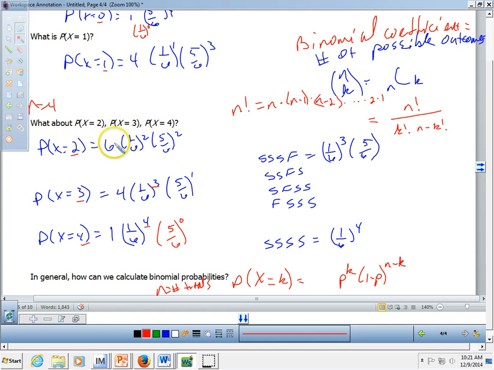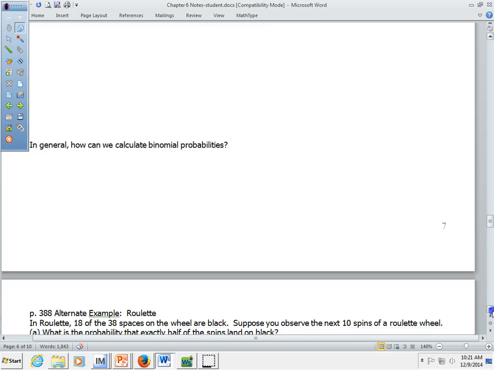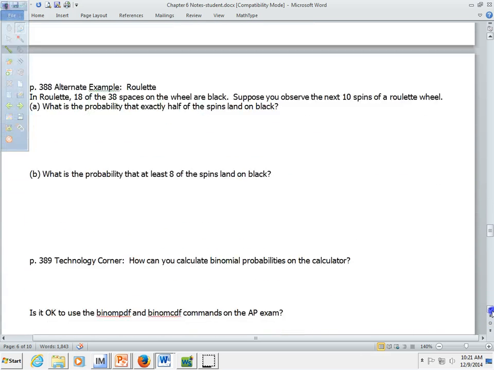I knew there were 6 combinations here, right? Because I did 4 choose 2. And I'll show you how that works on the next page. Okay? Don't worry a whole lot about it. We're going to use our calculator to do a lot of this stuff. All right, let's go take a look at the next page and start trying to calculate these probabilities.